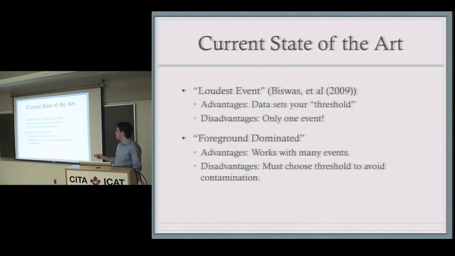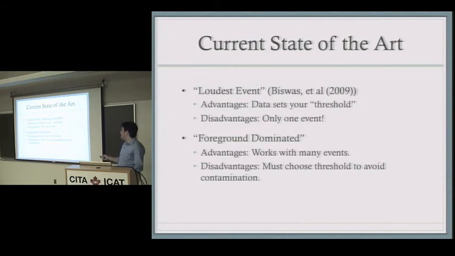One technique that had been developed is the loudest event statistic. That is, you consider the single most gold-plated detection in your data set, and you analyze the rate, assuming that this could be foreground or background. The advantage of that is the data sort of sets your threshold, right? You pick the loudest event. The disadvantages are you really only analyze one event at a time, so you're missing out on all of this information that comes from the sub-loudest events.